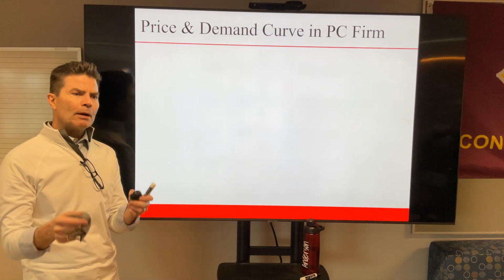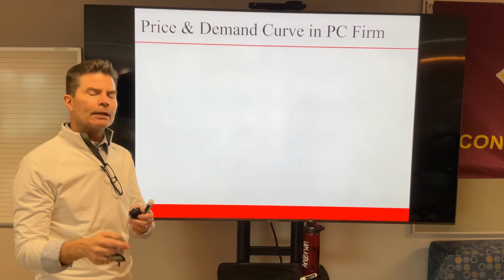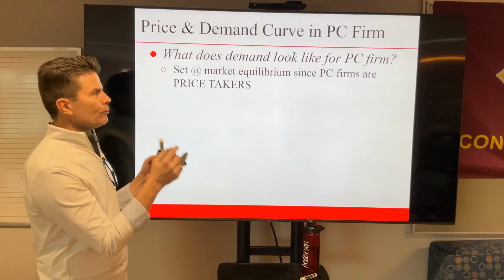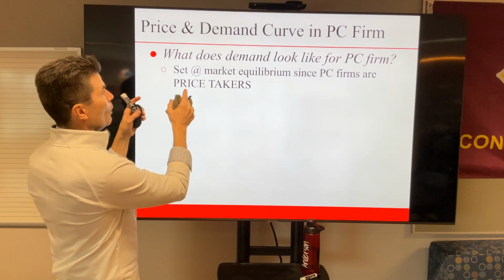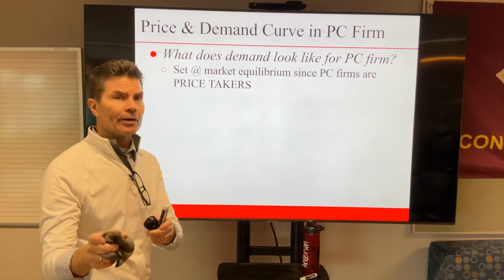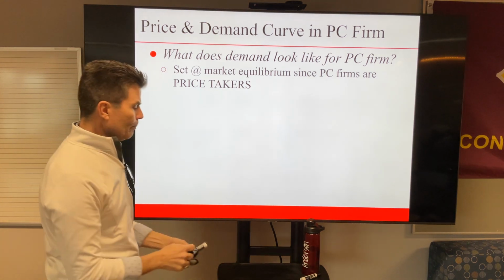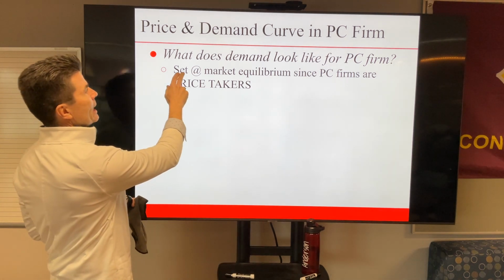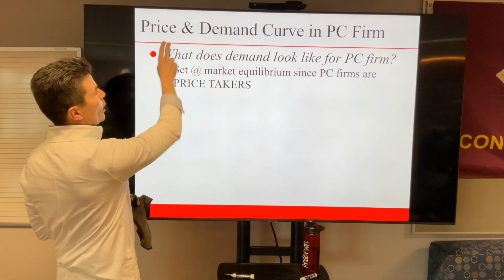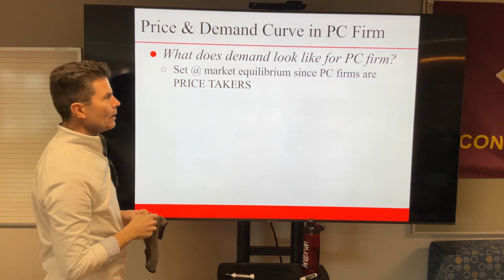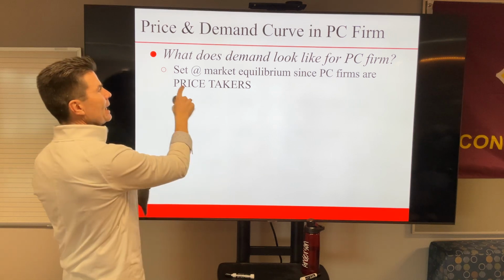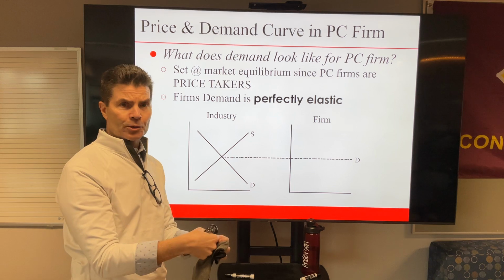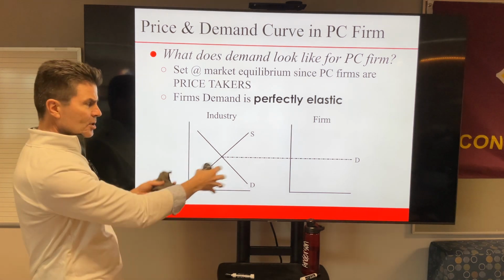So what do the price and demand curve look like for each of the firms? What does the demand curve look like for each firm? Well, because they are a price taker, which is one of the characteristics, the price for itself is set at the market equilibrium, and so each firm is a price taker. Each firm has to take that price from the actual industry.